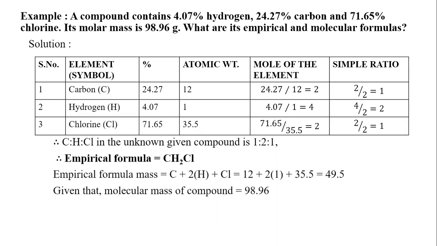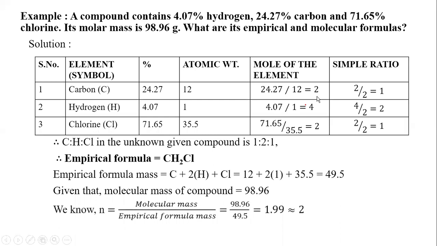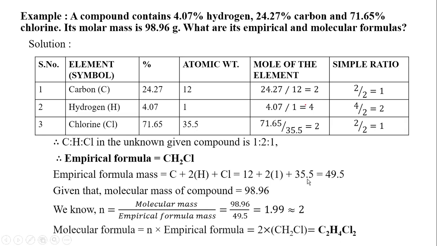Now with the help of the empirical formula we can calculate the empirical formula mass, and it is given that the molecular mass of the compound is 98.96. So we have the empirical formula mass, and also the molecular mass of the compound. In this manner we can calculate n equals molecular mass divided by the empirical formula mass, that is 98.96 divided by 49.5, which is approximately equal to 2. So n equals 2.